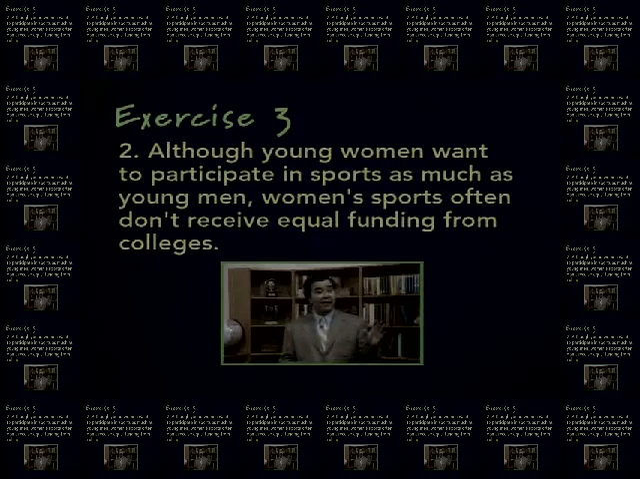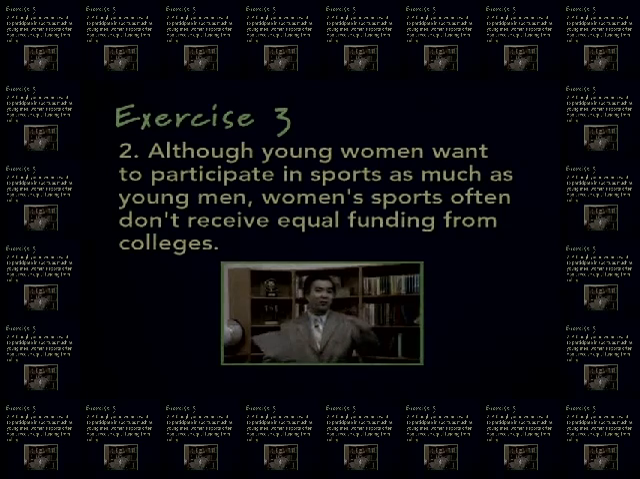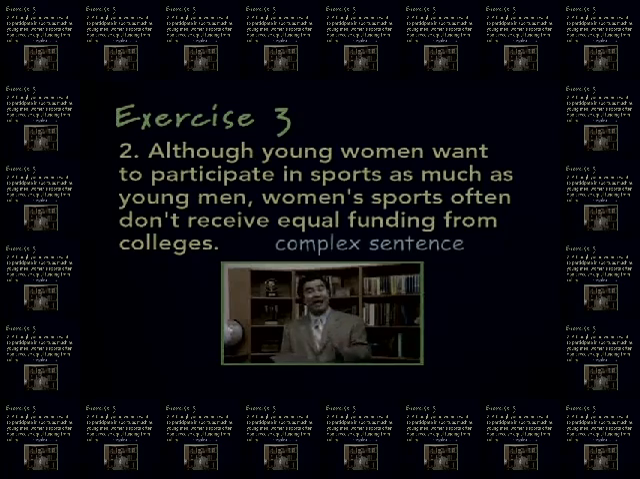So we have here a subordinate clause linked to an independent clause. The two ideas together make one complete thought, and therefore we have a complex sentence.